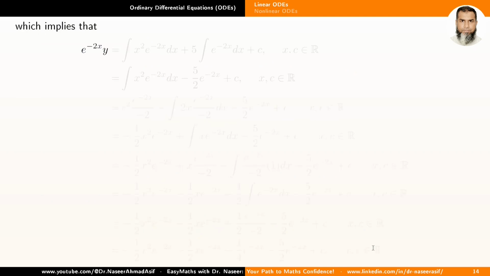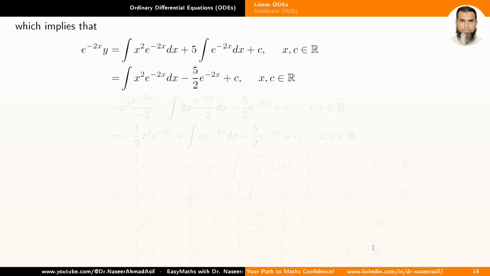So we have exp(-2x)y is equal to the integral of x² exp(-2x) dx plus 5 times the integral of exp(-2x) dx plus c, where x belongs to R and c is the arbitrary constant. So we have the integral of x² exp(-2x) dx minus 5/2 exp(-2x) plus c, where x belongs to R and c is the arbitrary constant. So we have x² exp(-2x) over -2 minus the integral of 2x exp(-2x) over -2 dx minus 5/2 exp(-2x) plus c, where x belongs to R and c is the arbitrary constant.